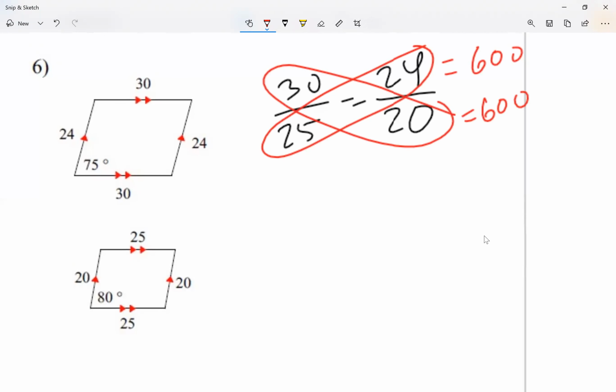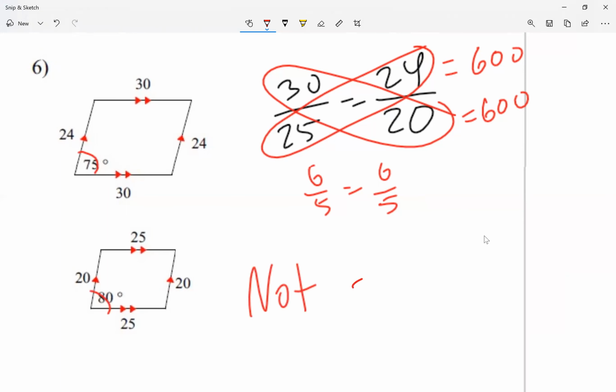I'm going to say these sides are proportional. If I would have simplified my fractions, I would have gotten 6 over 5 on each. Again, you can either simplify the fractions or cross multiply. Sides are proportional. Now let's take a look at my angles. This is 75 and this is 80. Not the same angles, right? Not similar.